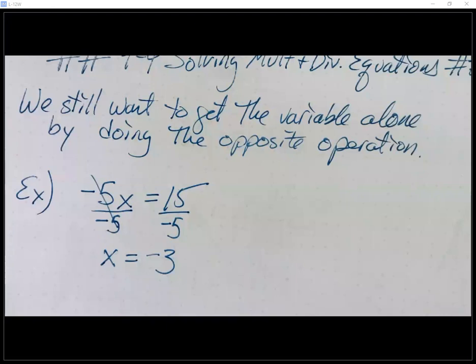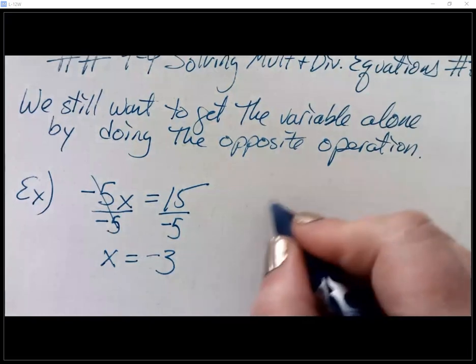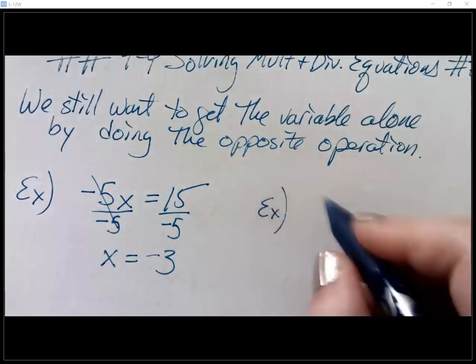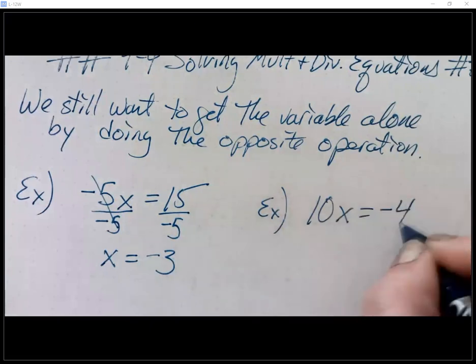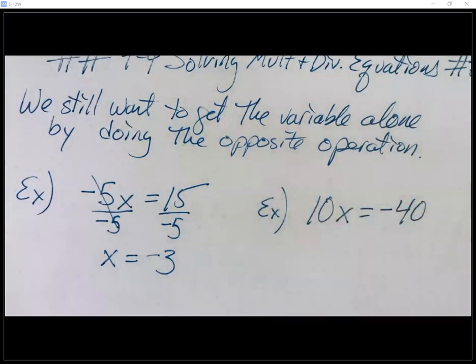Let me give you another one. Say you had something like 10x equals negative 40. You want to get the x by itself, so you've got to do the opposite of what operation is already there. So what does that mean you're going to do? I heard the right answer.